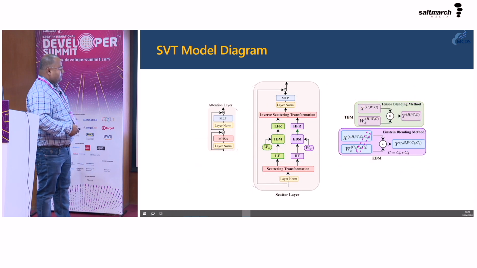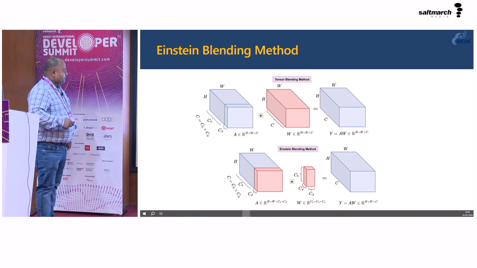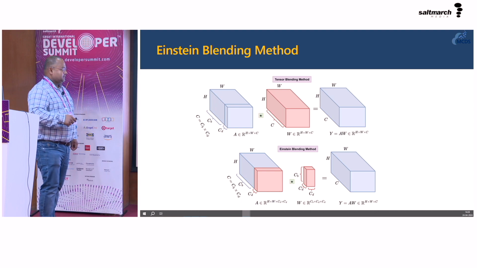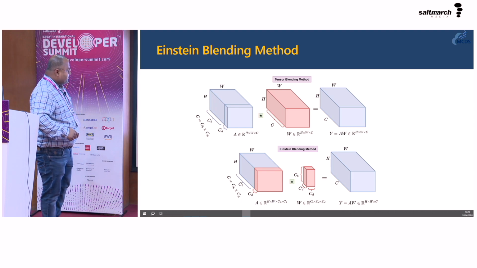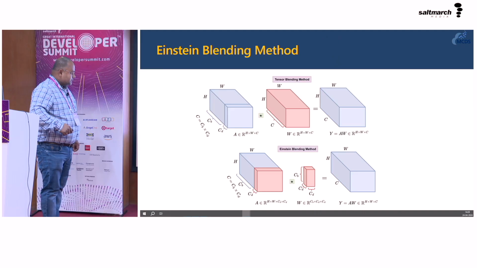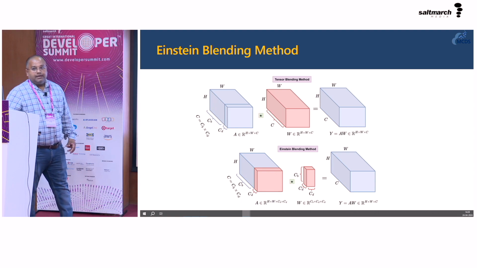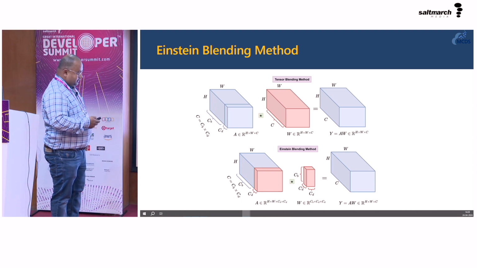This is what I have discussed. In the picture, you can see the tensor blending method requires this much size of weight, and with element-wise multiplication instead, you will get this. In the Einstein blending method, you require only this number of parameters, and only this much multiplication to get the complete information. So with a very small weight parameter size instead of the complete weight parameter, we get similar or better performance than the tensor blending method.